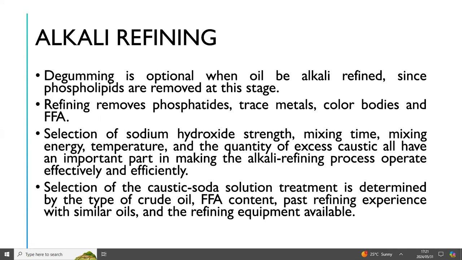Selection of the caustic soda solution treatment is determined by the type of crude oil, free fatty acid content, past refining experience with similar oils, and refining equipment available. So, is it a batch process or is it a continuous process? Also, alkali refining is part science and part art, so it depends on your experience with a particular type of oil. Then you come up with the appropriate recipes for refining that particular oil.